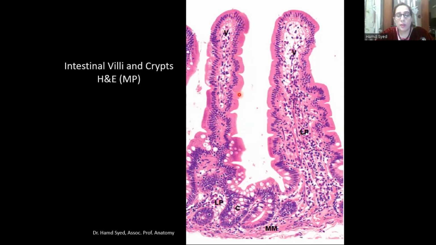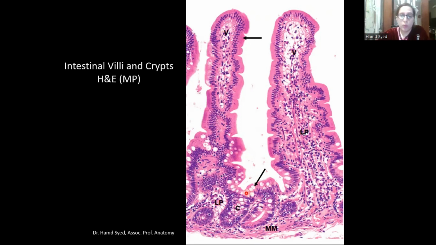Here are the tall columnar cells, and this arrow is pointing towards these tall columnar cells, which are the absorptive cells or the enterocytes, which we just talked about. And if we look at this arrow now, it is pointing towards these cells which appear to be empty or they have a washed out appearance. These are the goblet cells.